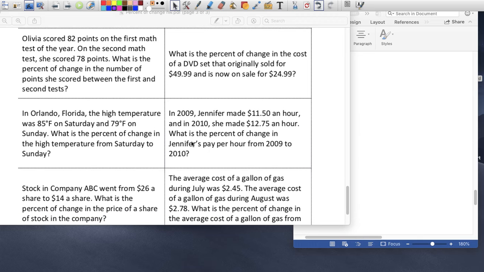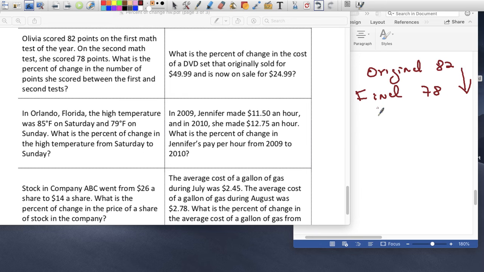Let's see which one. Olivia. Olivia scored 82 points on her first test, and then on the second math test she scored 78 points. What is the percent of change in the number of points she scored? So obviously in the original test she got an 82, and then in the final test she got a 78. So the score went down.